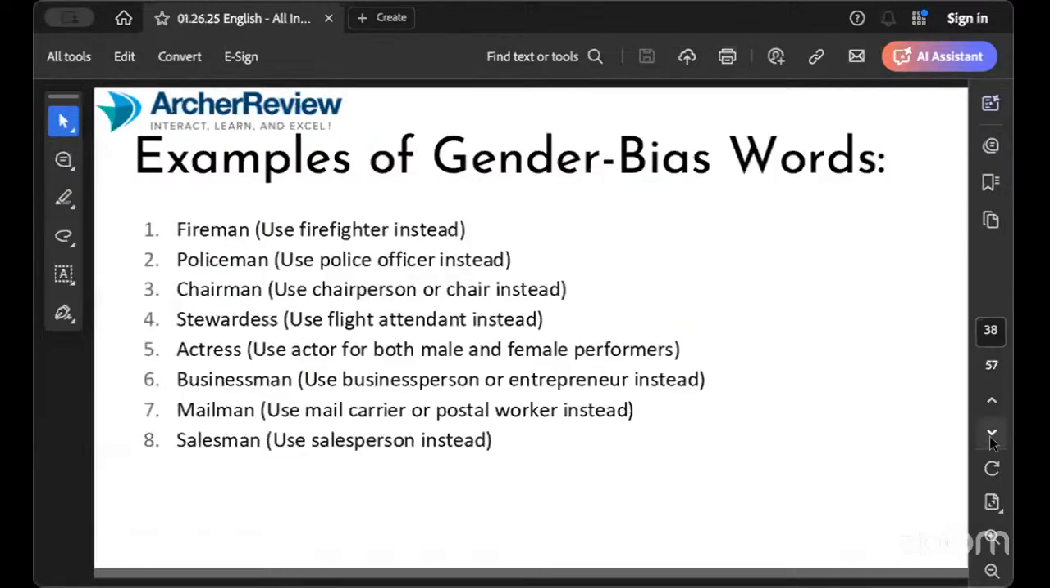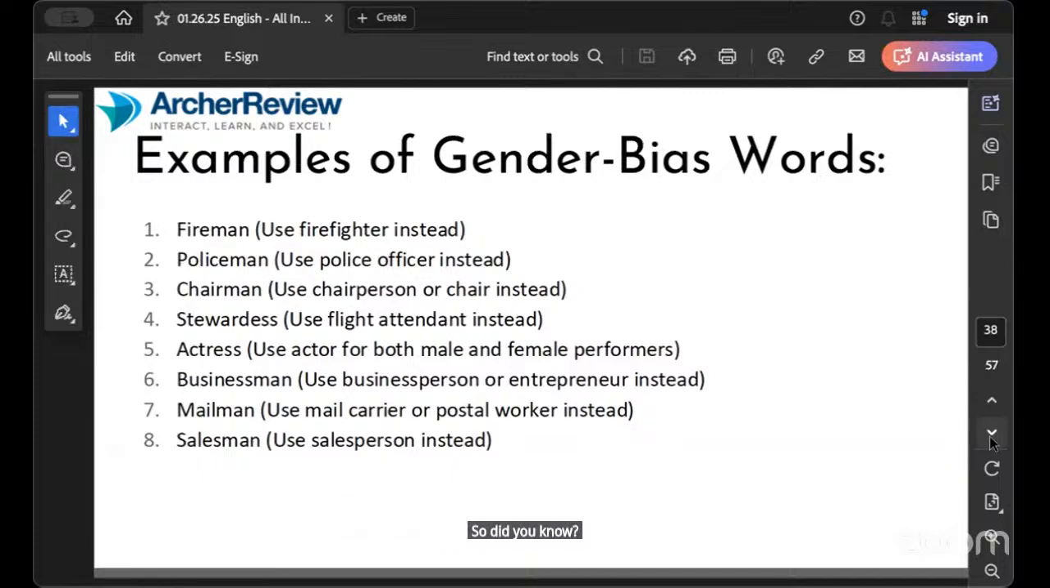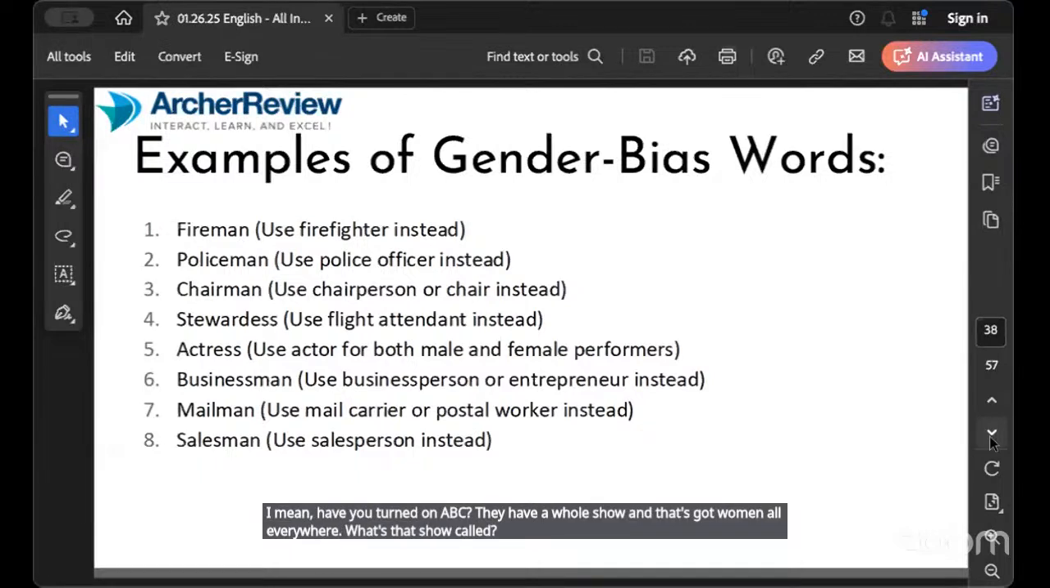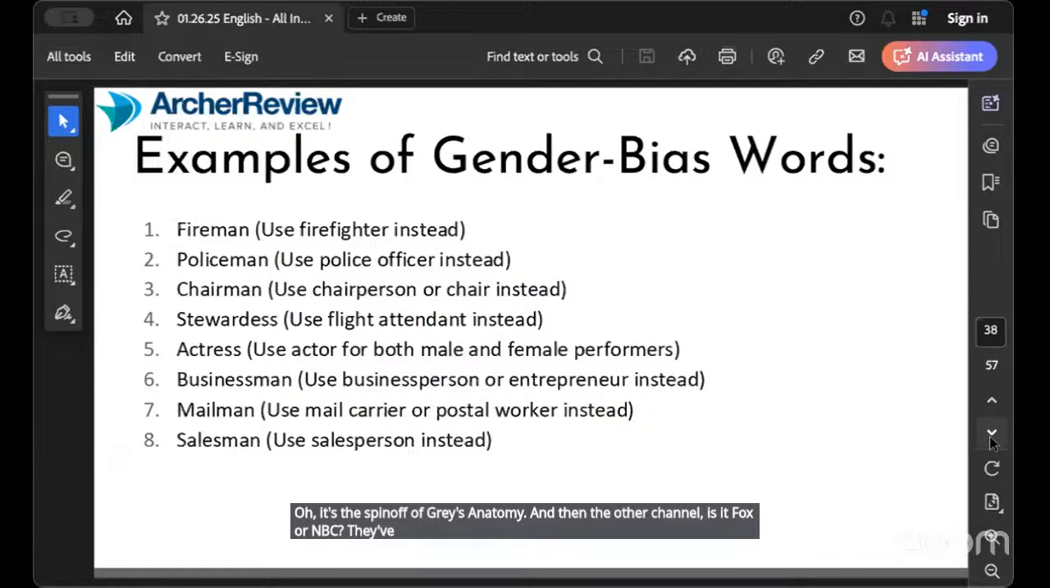A lot of people are not familiar with gender bias words, or they don't realize that certain words are gender bias. So I've got a couple of them. These are definitely not all of them, but I've got a couple of them highlighted for you. So, did you know? Fireman, we don't do that because women can be fire people too. So, you would say firefighter instead of fireman. I mean, have you turned on ABC? They have a whole show and that's got women all everywhere. What's that show called? Oh, it's the spinoff of Grey's Anatomy. And then the other channel, is it Fox or NBC? They've got Chicago Fire. They got women up there.